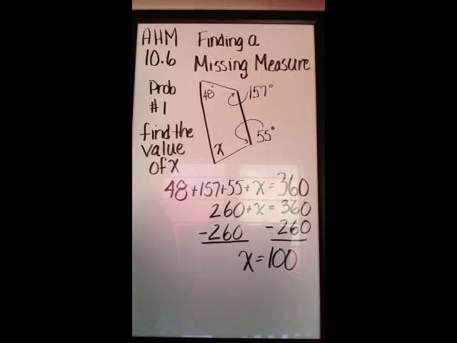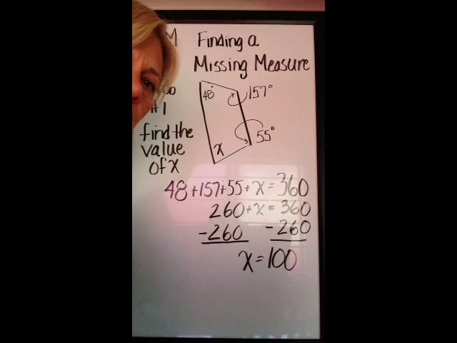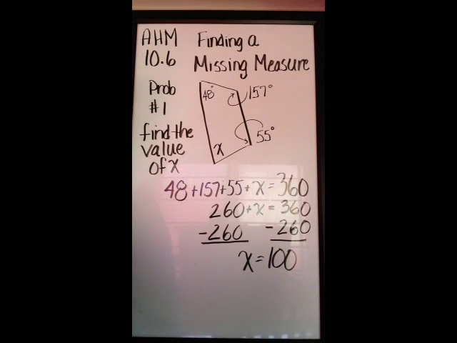All right, let's check your work. Make sure that you've shown your steps. The angles sum to 360, so 48 plus 157 plus 55 plus x equals 360. 48, 157, and 55 sum to 260. So 260 plus x is equal to 360. I isolate x by subtracting 260 from both sides, so x is equal to 100.